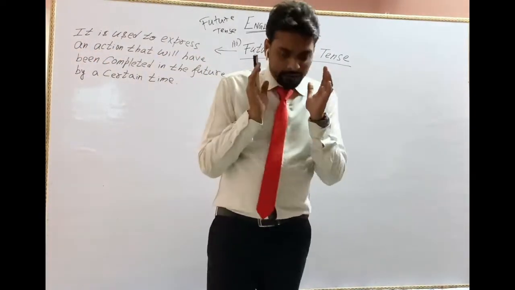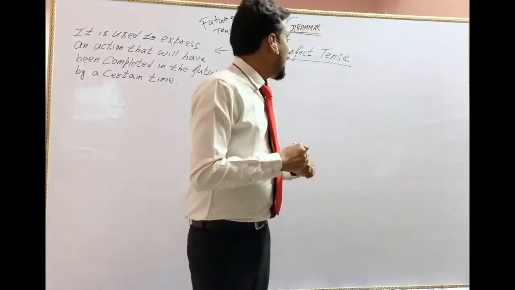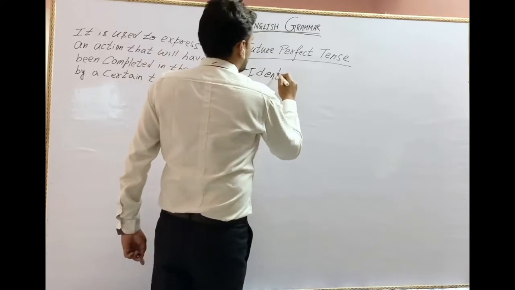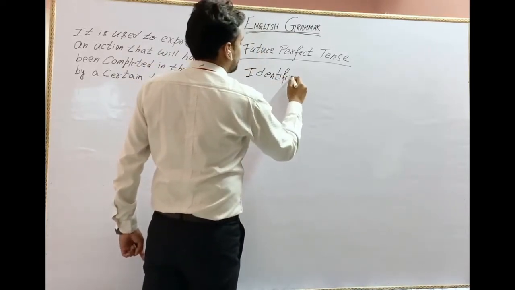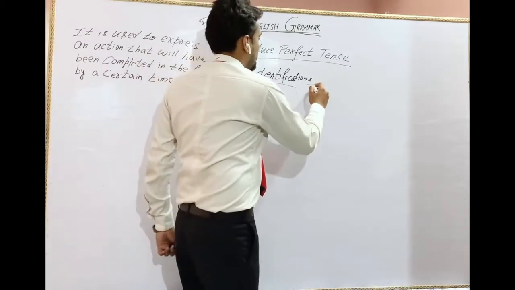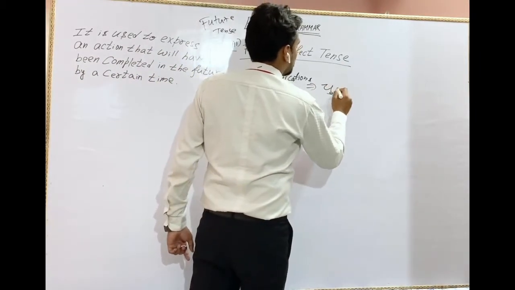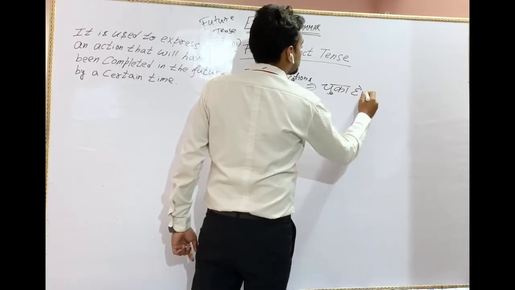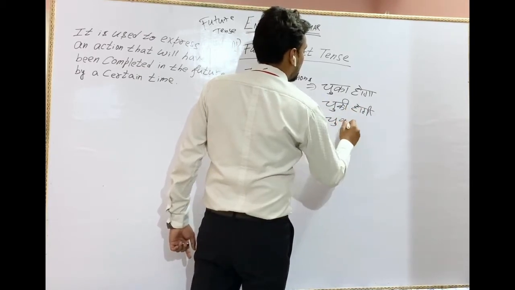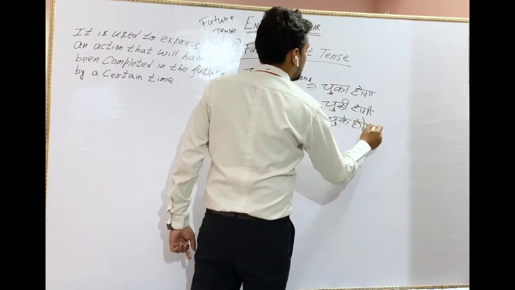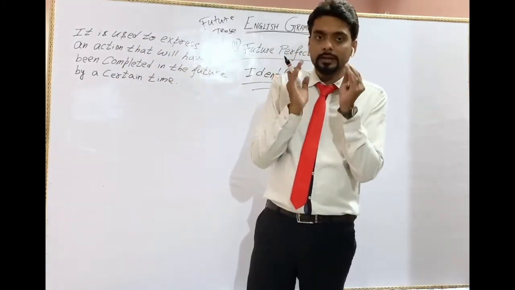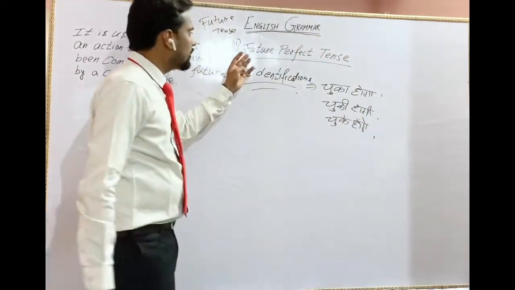And in this, identification is most important. If you'll be thinking any sentence in Hindi, and you will be recognizing it very clearly that this is of future perfect tense. So let's check out some identifications. Okay. So in identifications, there will be चुका होगा, चुकी होगी, चुके होंगे. So if you'll find all these words in your Hindi sentence, if you'll be thinking of any, then you'll be knowing it very clearly that this is the example of future perfect tense.